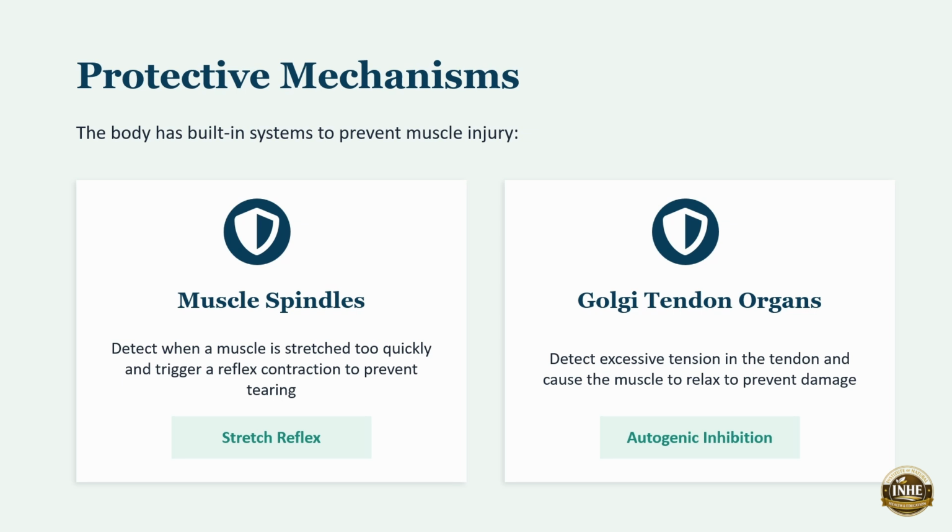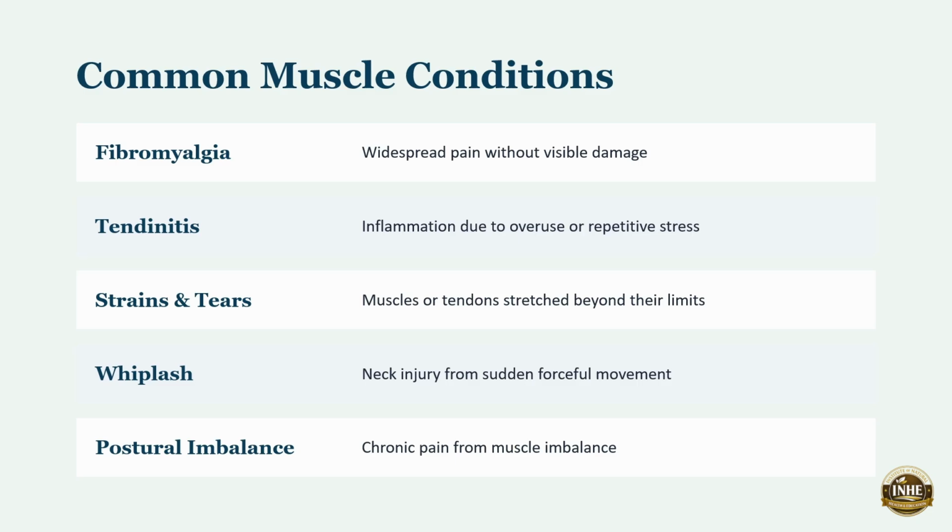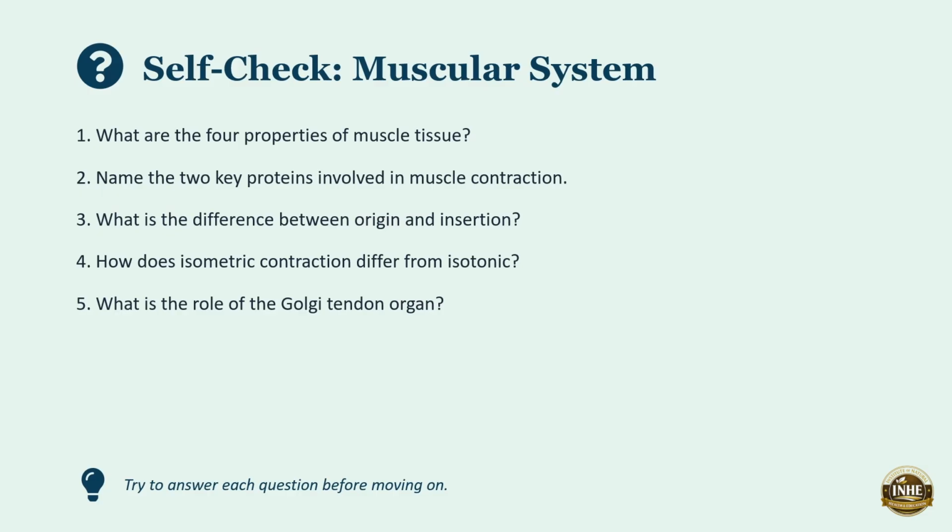Finally, connect this knowledge to common conditions. Some conditions involve widespread pain without visible damage, which can make them difficult to understand. Others involve inflammation due to overuse or stress. Injuries can occur when muscles or tendons are stretched beyond their limits, leading to tears. There are also conditions that affect the neck and posture, often caused by sudden movement or muscle imbalance. Understanding these conditions helps you apply your knowledge in real-world situations.